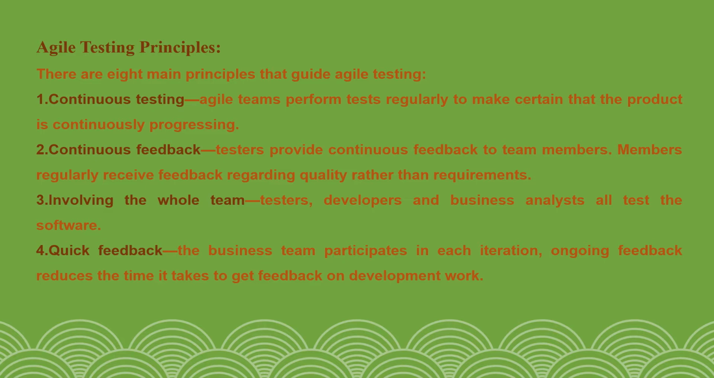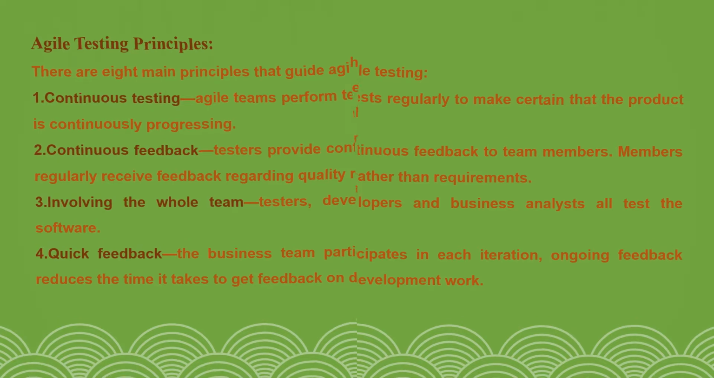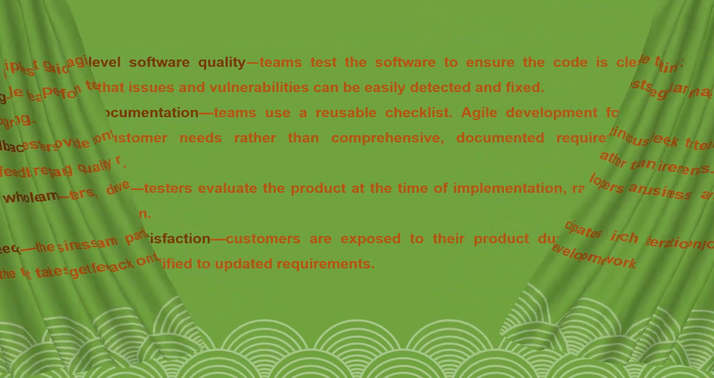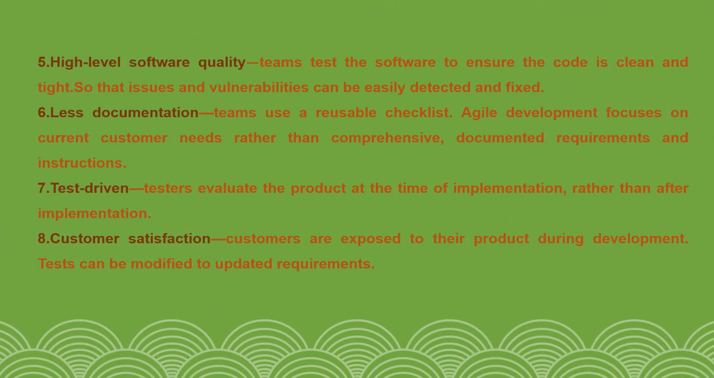The fourth principle is receiving feedback quickly. The business team participates in each iteration. Ongoing feedback reduces the time it takes to get feedback on development work. The next principle is high-level software quality. Teams test the software to ensure the code is clean and tight.